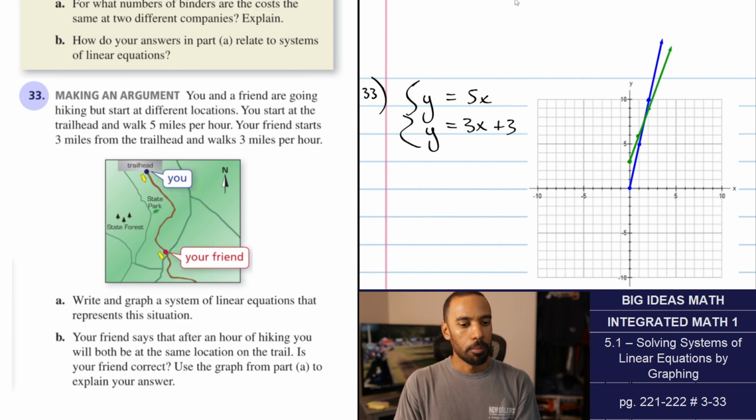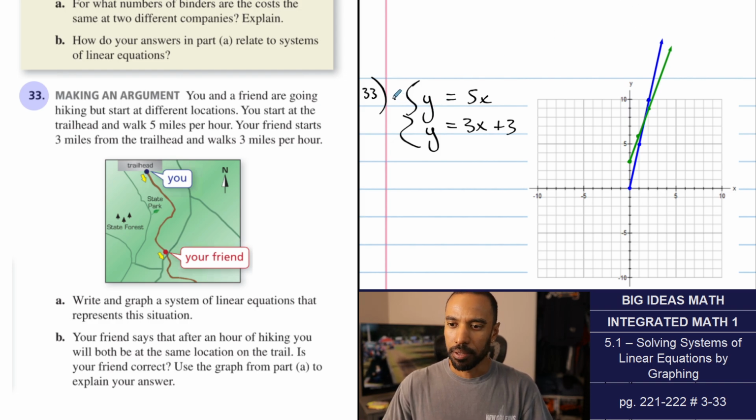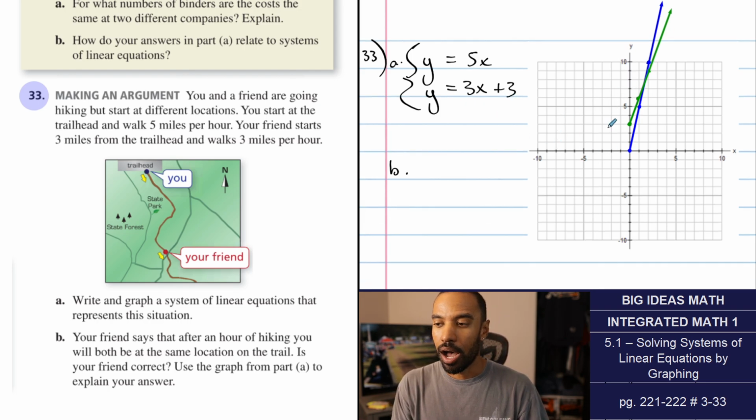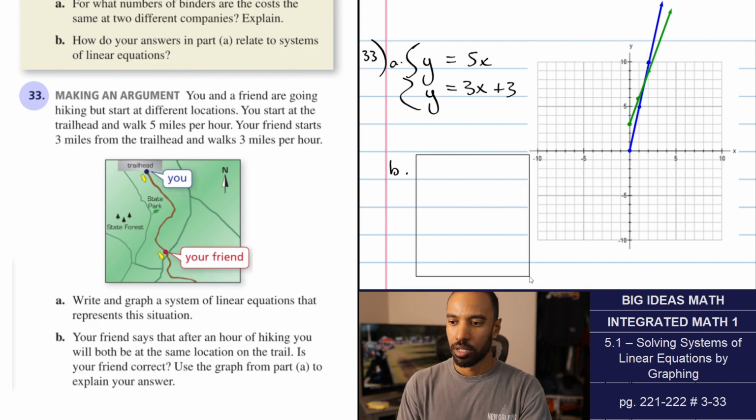Okay, here we go. That's part A. Part B, and last part. Your friend says, after an hour of hiking, you will both be at the same location on the trail. Is your friend correct? Use the graph in part A to explain your answer. No. After 1 hour, that's X, number of hours, right? After 1 hour, I will be 5 miles from the trailhead. My friend will be 6 miles from the trailhead. So we will not be at the same place.